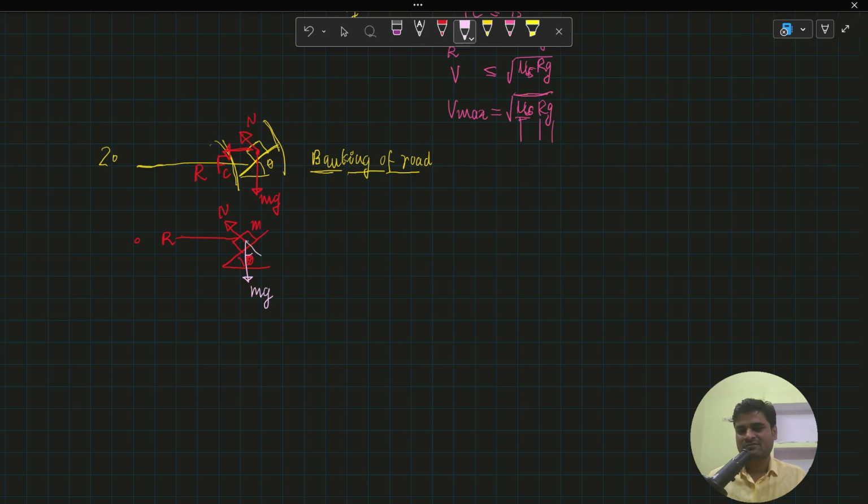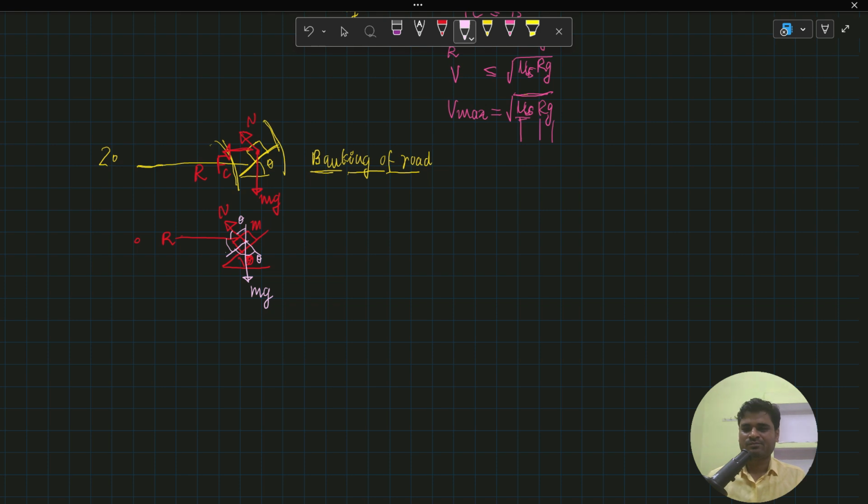By experience, having solved so many questions, we know that this angle is theta. So this angle will also be theta, and this will be 90 minus theta, so this one is theta, not this.